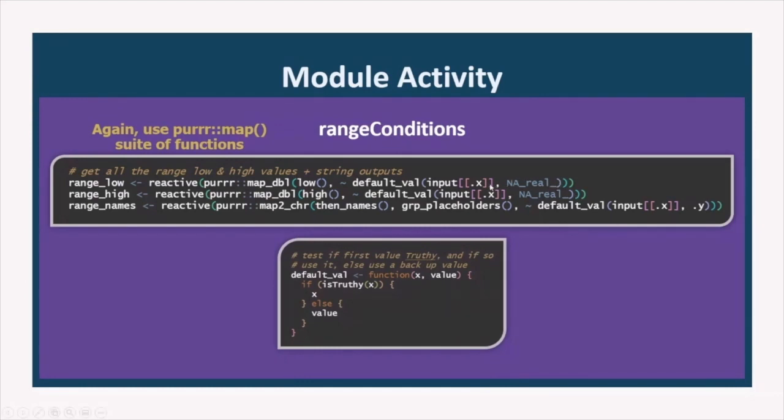So for example, we're saying if there is an input value, then that's what we want to extract into this vector of doubles. Otherwise, we'll just put some NAs in there. So we're doing that for all of our low values, all of our high values, and then all of our names that we gave to the groups.